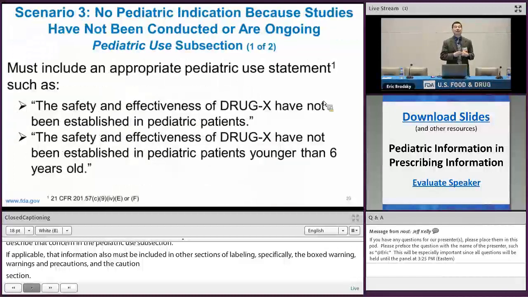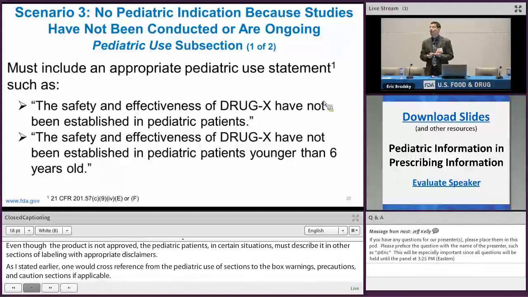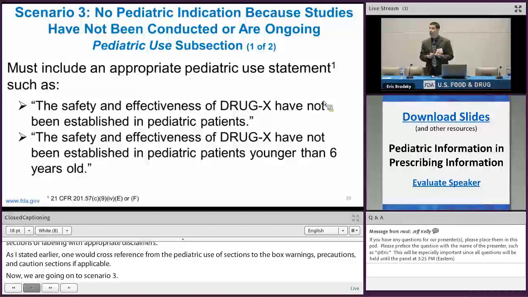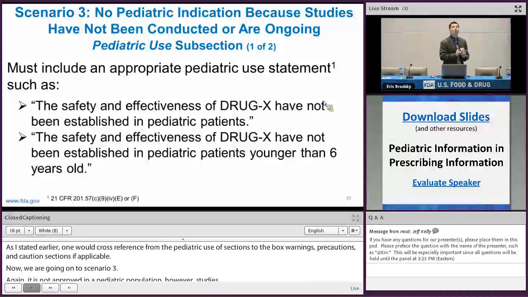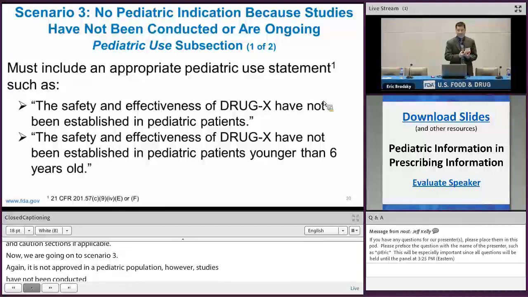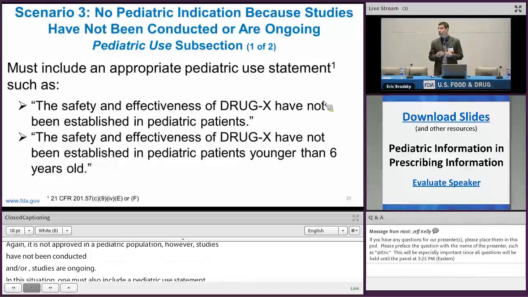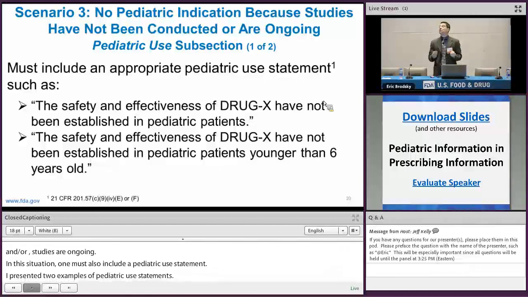So now we're going on to scenario 3. Again, it's not approved in a pediatric population. However, the reason here is that studies have not been conducted or studies are ongoing. And in this situation, one must also include a pediatric use statement. I presented 2 examples of pediatric use statements. Now, one could potentially consider differentiating scenario 2 from scenario 3 by including an additional statement stating studies have not been conducted, because you may not be able to distinguish scenario 2 from scenario 3. That is a consideration.